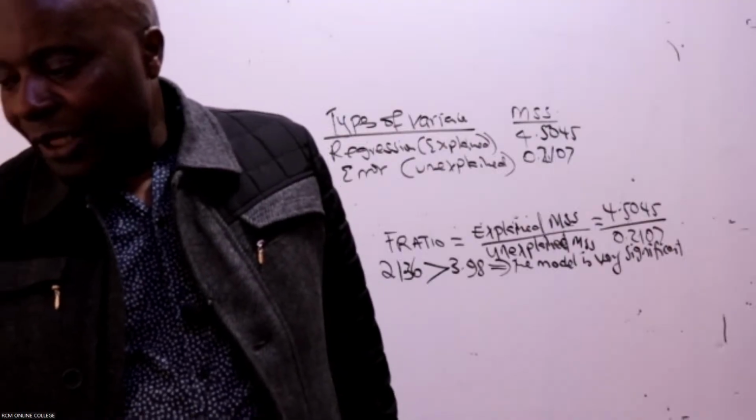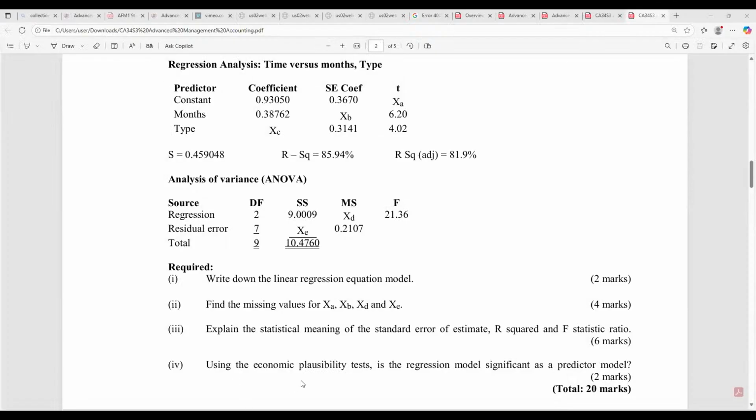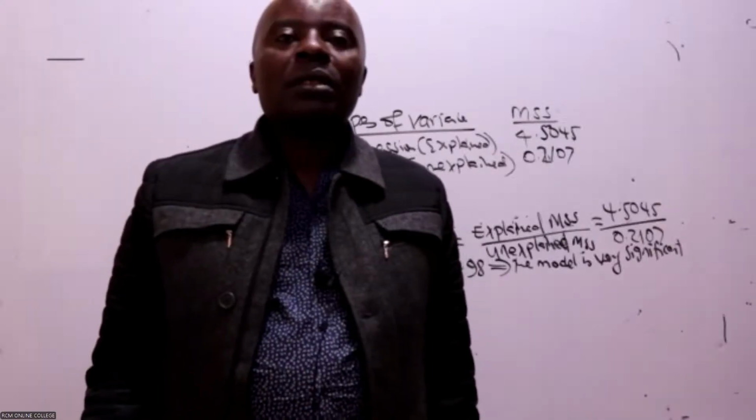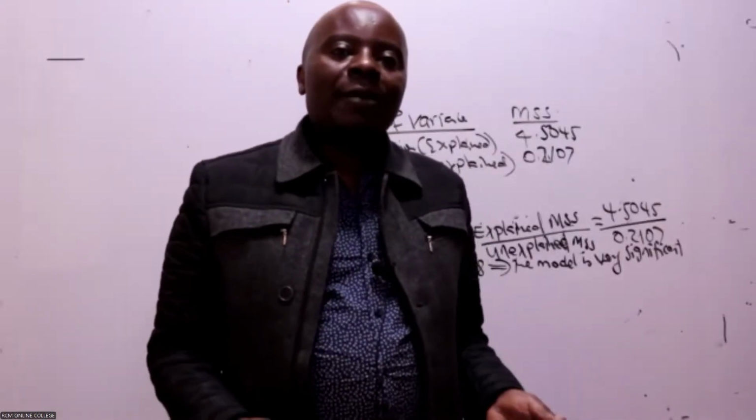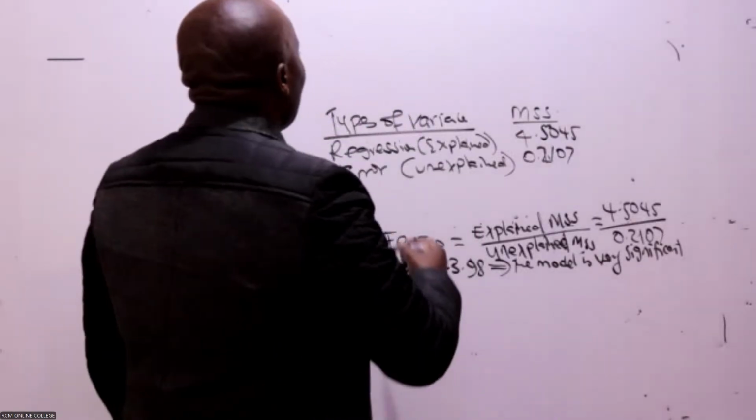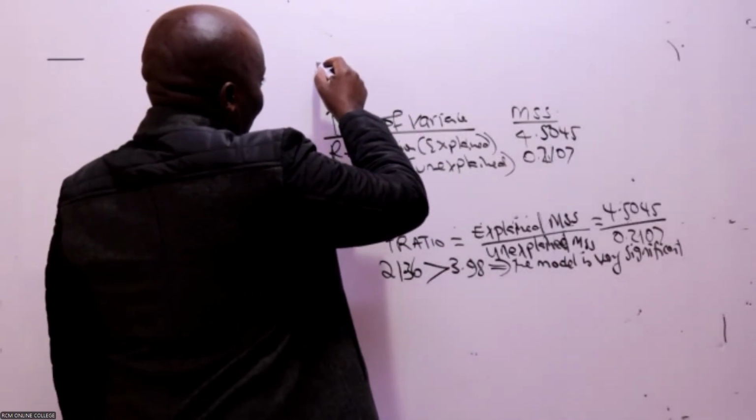Now, my good students, the next one they want us to do is to test the economic plausibility of the regression model being significant as a predictor model. Plausibility test basically means what here? Are the variables in the relationship making sense? I gave you this example in our last class.